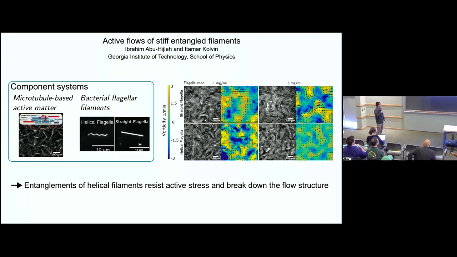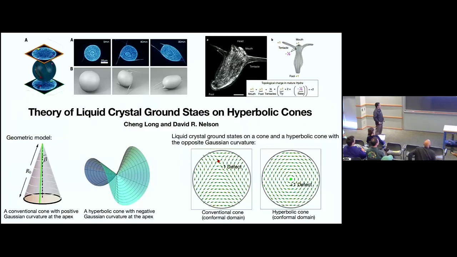Hi everyone. My poster presentation is on the theory of liquid crystal ground states on hyperbolic cones. The interplay between geometry and the liquid crystal orientational field is quite common in nature. People found that positive Gaussian curvature repels negative topological defects, and negative Gaussian curvature repels positive defects. But the question is whether the geometric repulsion is symmetrical between positive and negative Gaussian curvature.